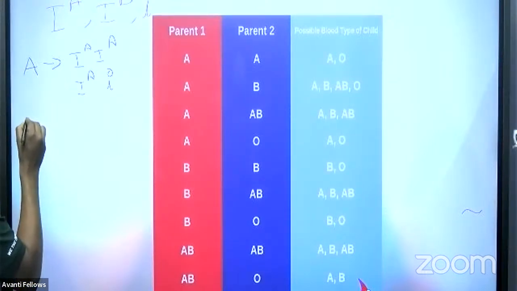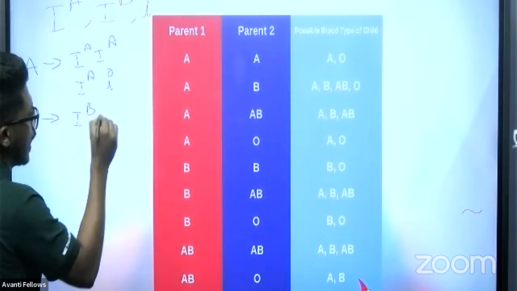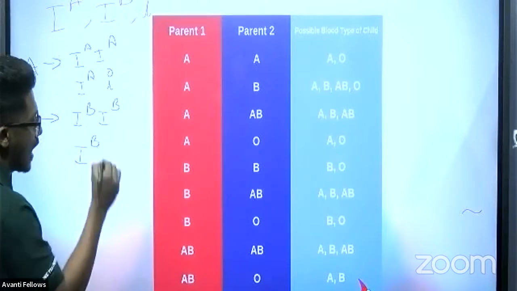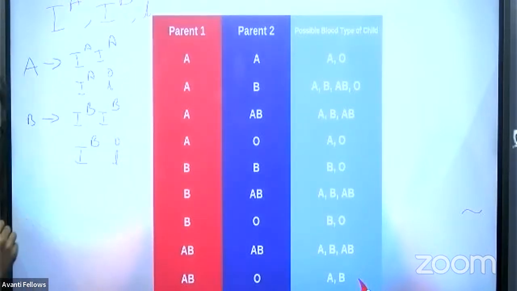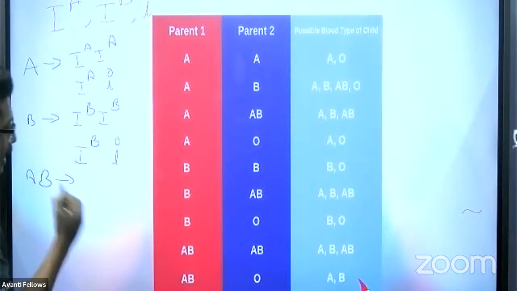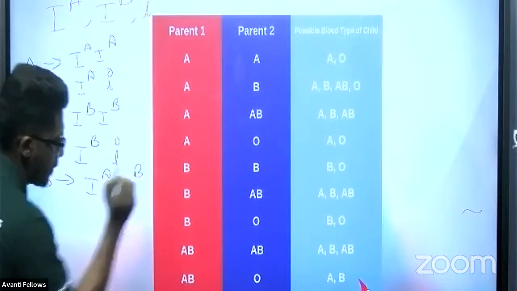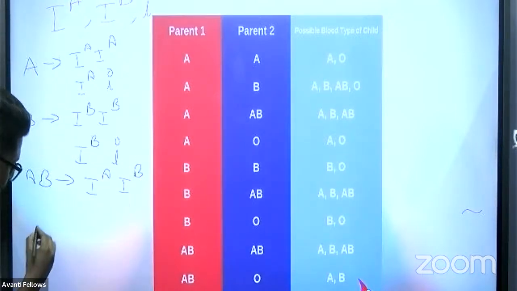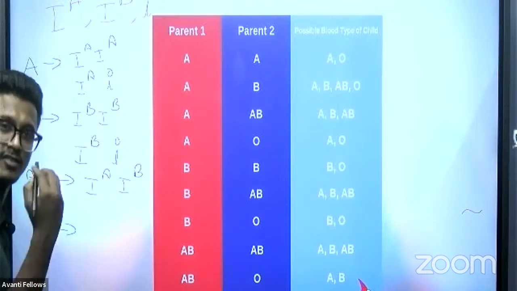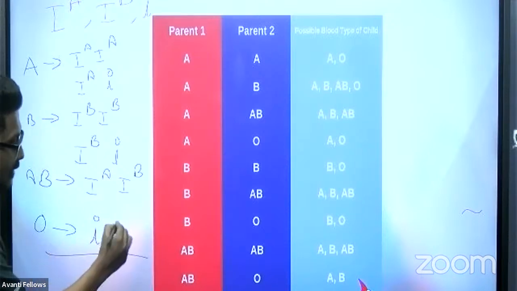Now let us talk about B blood group. B blood group is also the same. Either you should have IB IB in a homozygous condition, or in a heterozygous condition, your alleles should be IB and small i. Next case is your AB blood group. In AB blood group, the alleles should be IA and IB. You get my point? And then you have your O blood group. In the O blood group, it should always be in the homozygous recessive condition, that is small i and small i. So these are the allelic combinations.